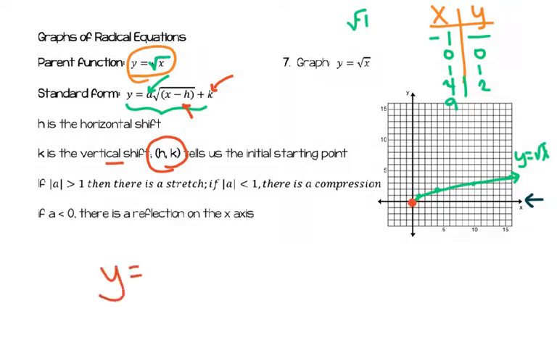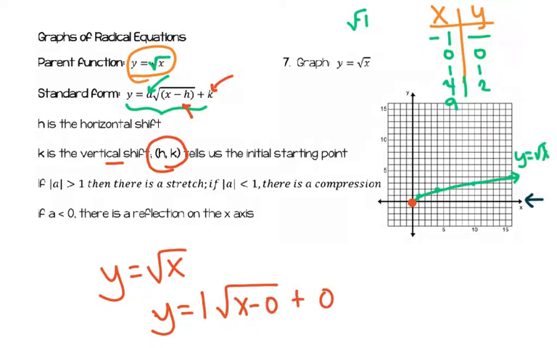So if I take the y equals square root x, if I'm going to write that in standard form, it'd be 1 square root x minus 0 plus 0. And so 0, 0 is where I start. There's no stretch. So it's going to go over 1, up 1, over 4, up 2, over 9, up 3, over 16, up 4. So that's how the parent function will go.